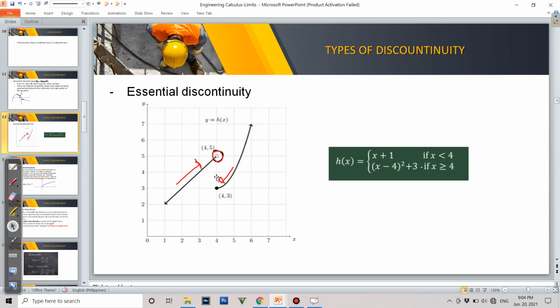Kung ito ba, mafi-fillan natin tong open na to, magdudugtong ba sila? So that is the question. No, it will not. So it will not be connected by a single point. So therefore, this is non-removable. You cannot repair this one by a single point, by a single dot. So yun yung point dito, class.